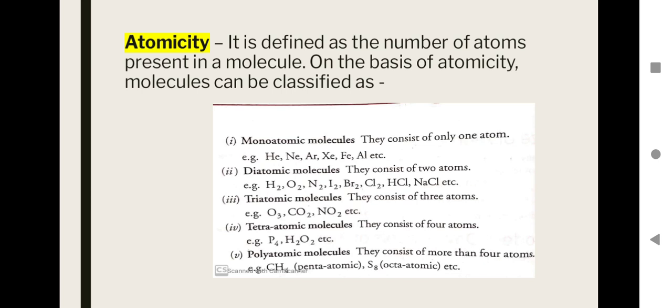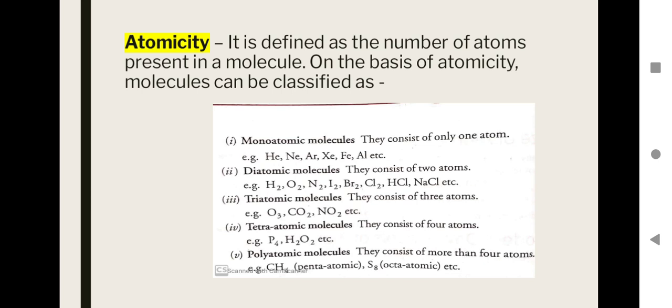Diatomic molecules consist of two atoms. Examples: hydrogen, represented as H2, contains two atoms of hydrogen. O2, oxygen, contains two atoms of oxygen. N2 contains two atoms of nitrogen. Similarly, I2, iodine, Br2, bromine, Cl2, chlorine. They exist as gases and they also contain two atoms.